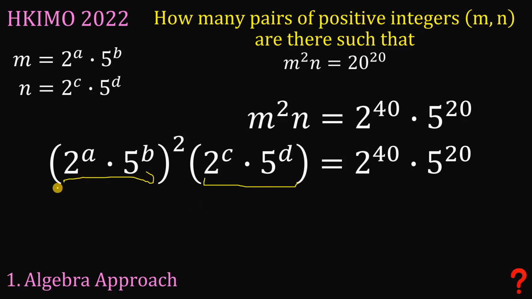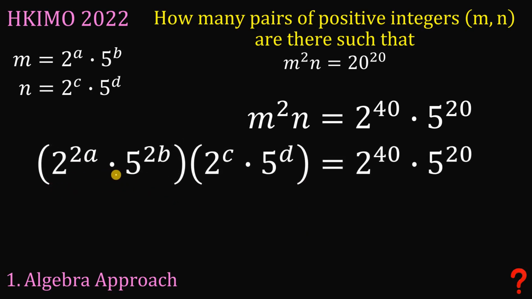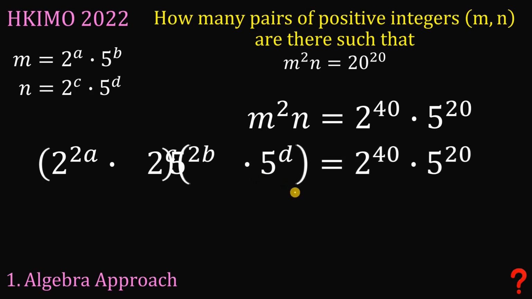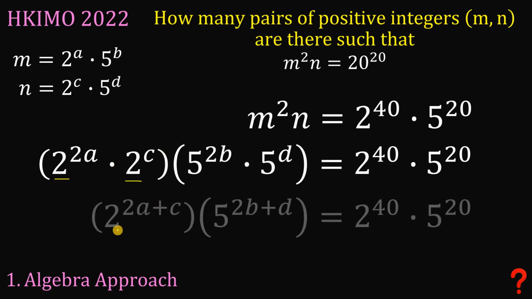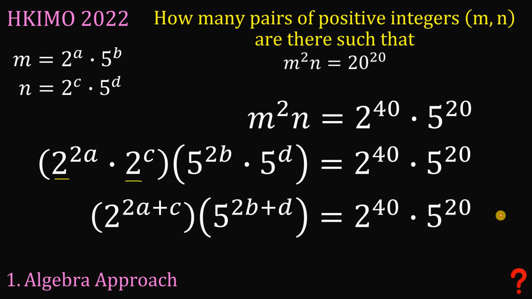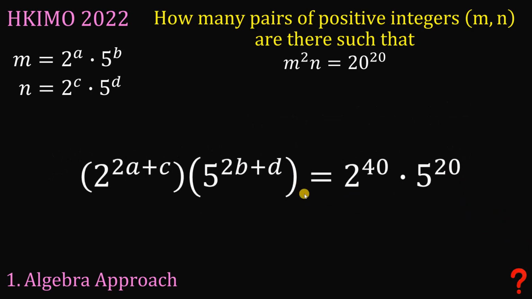And now, applying some laws of exponents to this expression, we have 2 raised to the power of 2a times 5 raised to the power of 2b. Since multiplication is commutative, we can rewrite this left-hand side as follows. Now, since we have the same base, 2 raised to the power of 2a times 2 raised to the power of c, we can simplify this as 2 raised to the power of 2a plus c, and we have here 5 raised to the power of 2b plus d. Now, let's focus on this result.